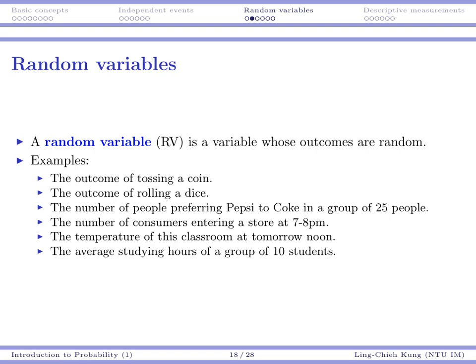If we survey 25 people about whether they prefer Pepsi to Coke, then the number of people preferring Pepsi to Coke is also a random variable, whose value may be from 0 to 25. Okay, random. If we ask how many consumers will enter a store at 7 to 8 p.m. tonight, then that's also a random variable. The values may be 0 or 1 or 2 or 3, whatever. The possible values are some integers, and we don't know it, but we know the outcome is random, so this is a random variable.